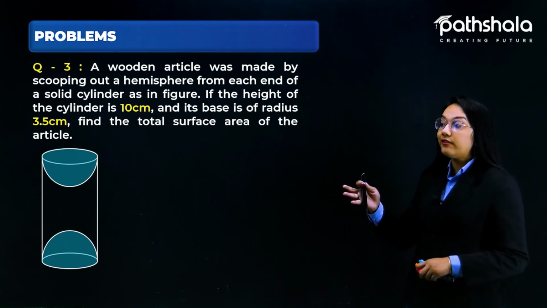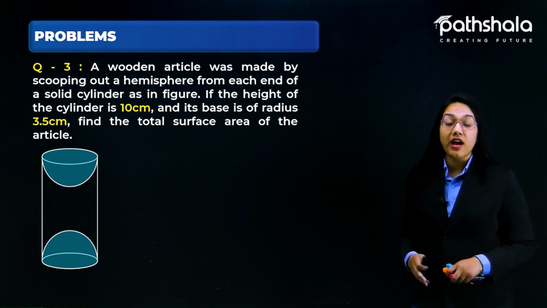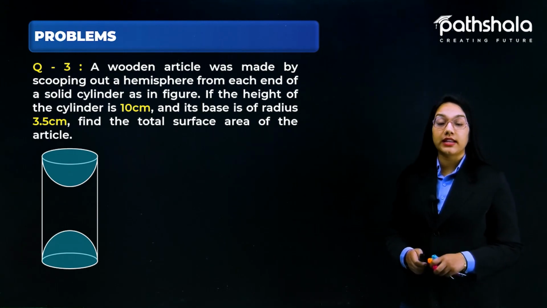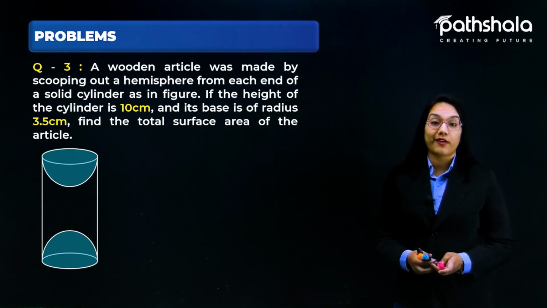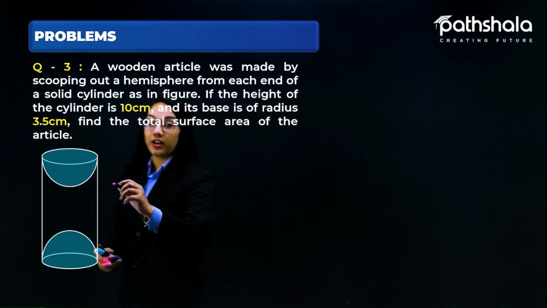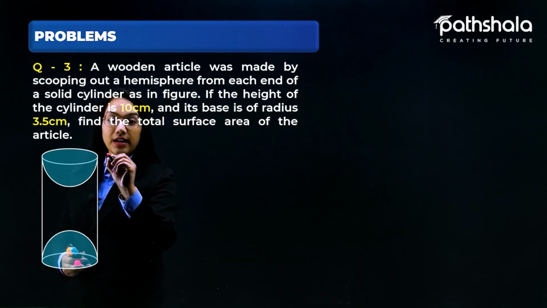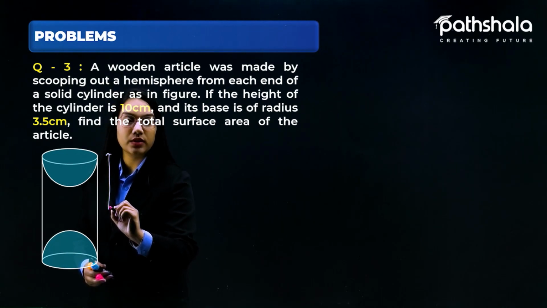You can see all by yourself that from the ends a hemispherical cavity is there. Further it says the height of the cylinder is 10 centimeter, the base radius is 3.5 centimeter. We have to find out the total surface area of the article. So let's first find out what information we have. We have the height, which is given to us as 10 centimeter.